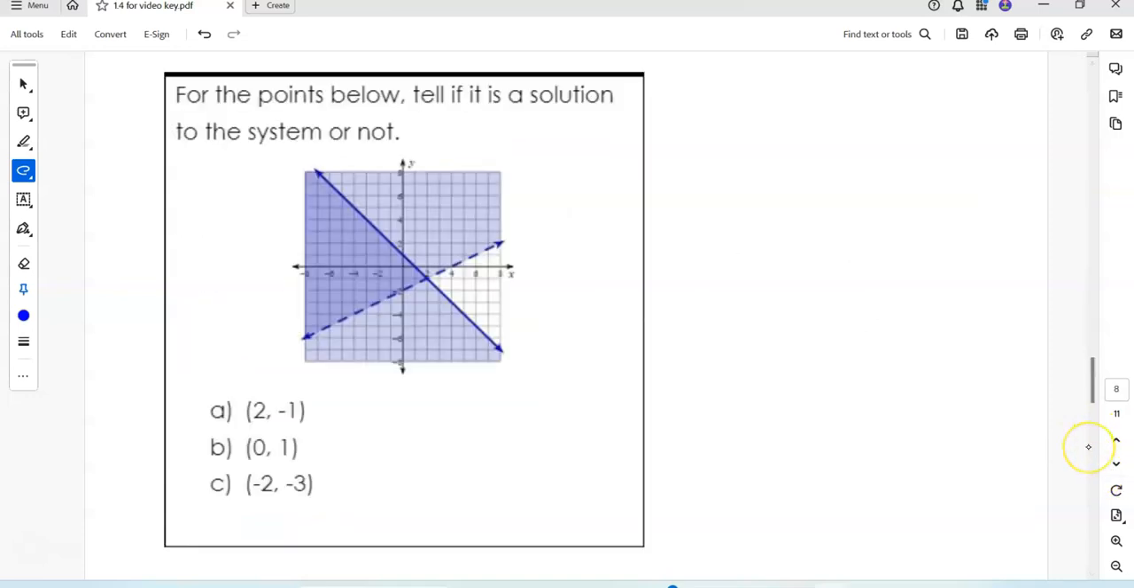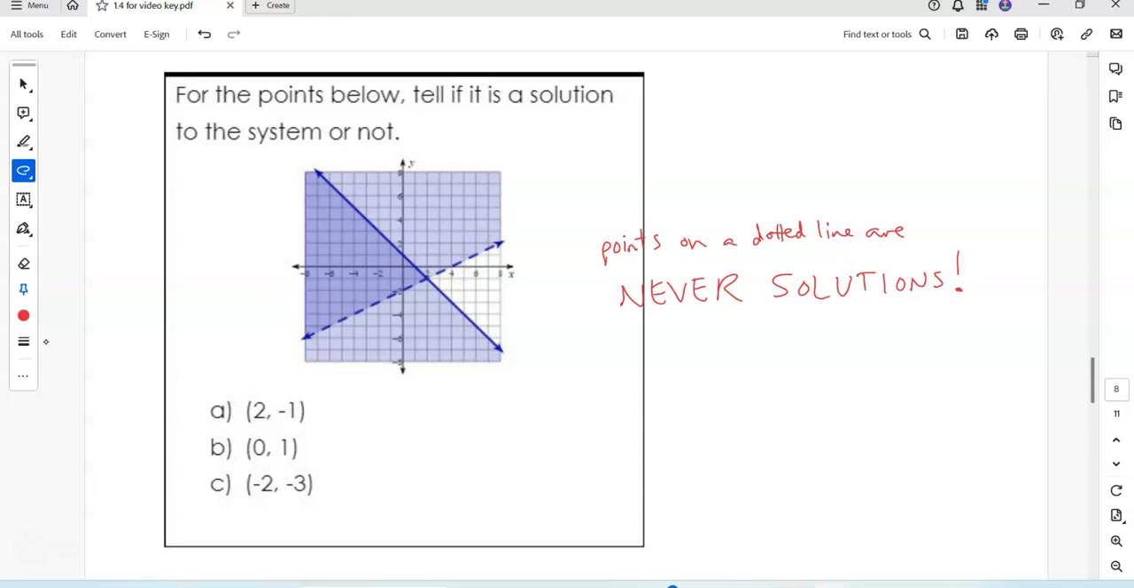All right, how about this one? This time I give you a graph and I want you to determine which points are on it. So points on a dotted line are never, write this down, solutions. I don't care if it's next to the shaded region. If you have a point that's on a dotted line, it will never be a solution. It can't be.